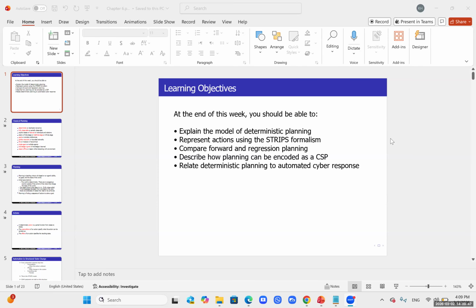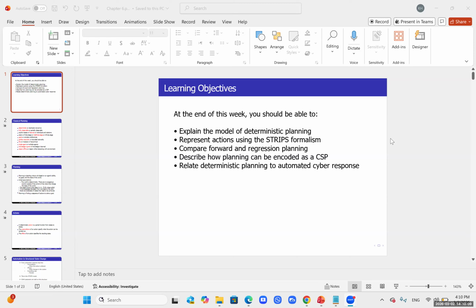This lecture will cover Chapter 6 of your textbook on deterministic planning. And this week, we're shifting from search in general, as we've been learning about, to a more structured form of decision-making called deterministic planning.